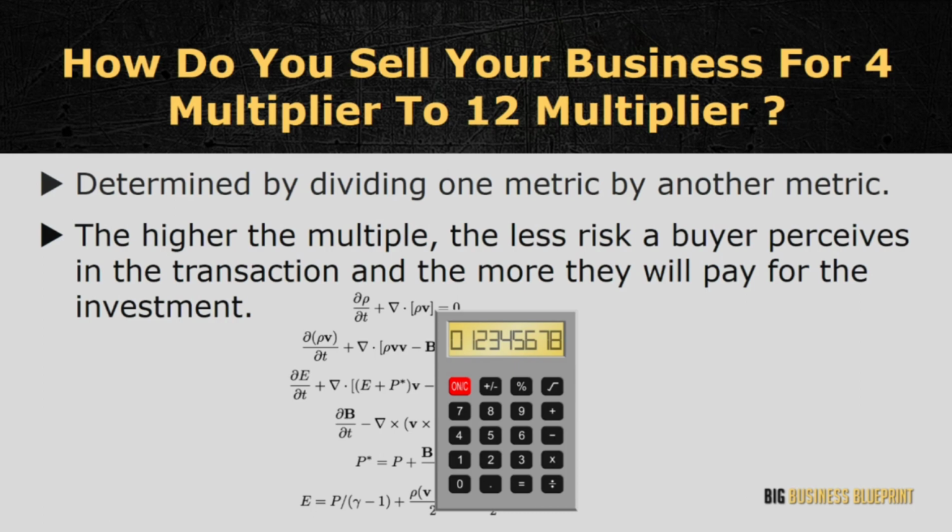So the higher the multiple, the less risk a buyer perceives in the transaction, and the more likely they'll pay more for the investment. For example, the inverse of a 4x multiple is 25%. For a buyer to require a 25% return on an investment, the business may not be growing or is in a tougher, more capital-intensive industry. Either way, a general interpretation is that this investment is pretty risky. In comparison, the inverse of a 12x multiplier is, get this, 0.08%, meaning that the buyer would be willing to pay 12 times only if the investment is much less risky.